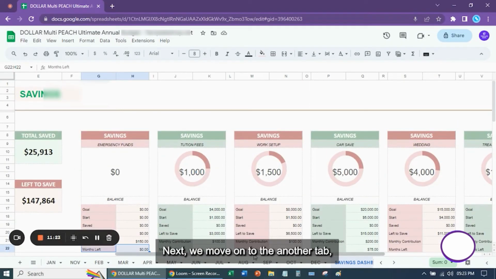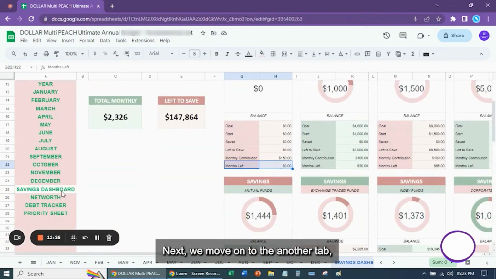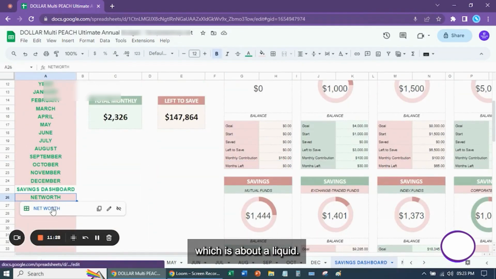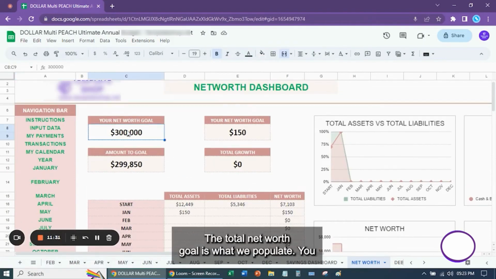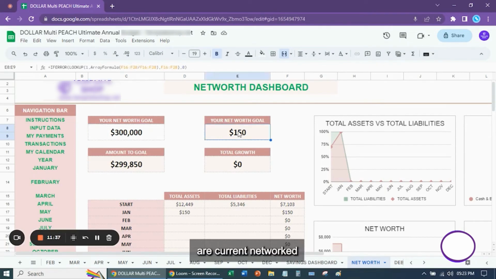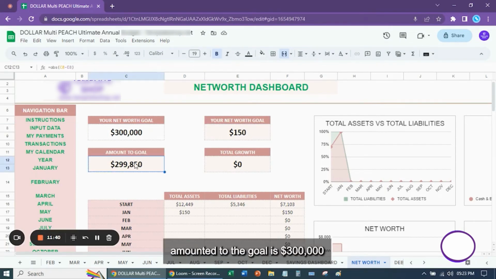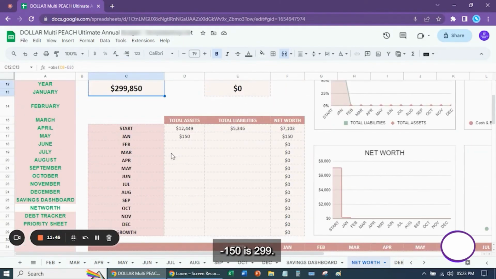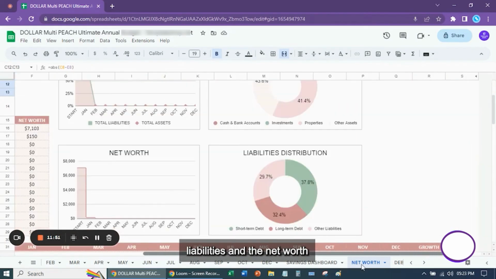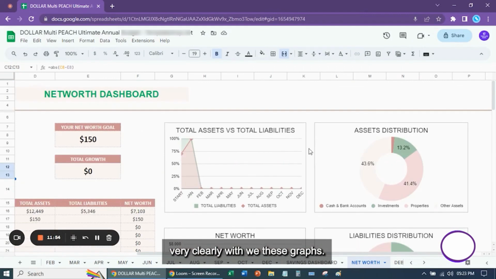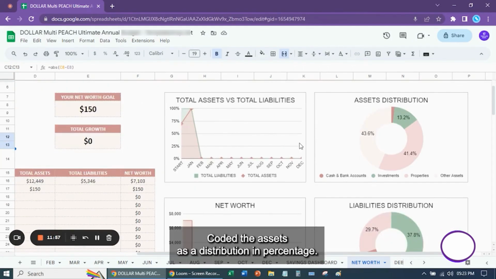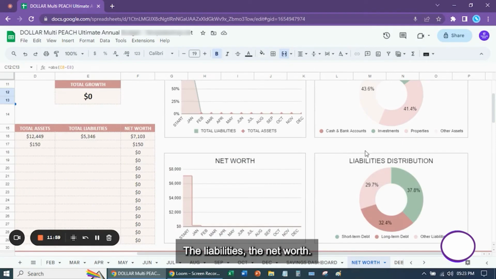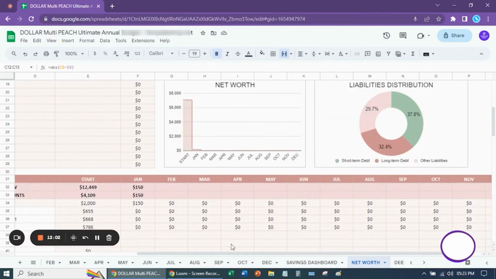Next, we move on to another tab, which is about our net worth. The total net worth goal is what we populate here. Our current net worth amount to the goal is $300,000 minus 150 is 299. The total assets, liabilities, and the net worth all indicated very clearly with various graphs, color coded. The asset distribution in percentage, the liabilities, the net worth, so on and so forth.